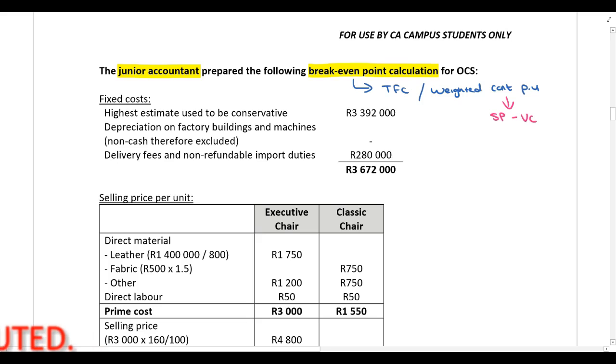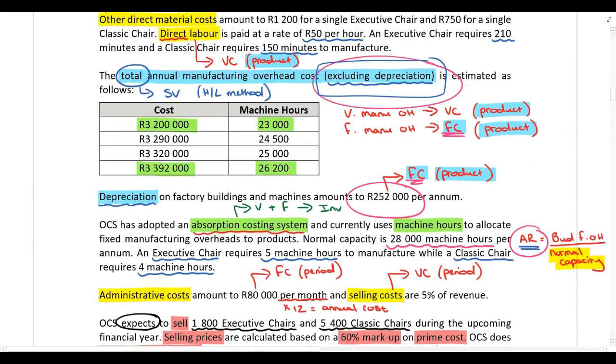So first, he's calculating fixed costs, obviously to be used in this part of the formula over here. So in the calculation of fixed costs, he has highest estimate used to be conservative. Now, guys, you'll see this amount over here ties into the previous page. If we go back, it's this amount over here. So what he's doing, instead of taking this total annual manufacturing overhead cost and using the high-low method to split it into the fixed and variable portions, he's just taking the highest cost over here and he's including that in the calculation of fixed costs.